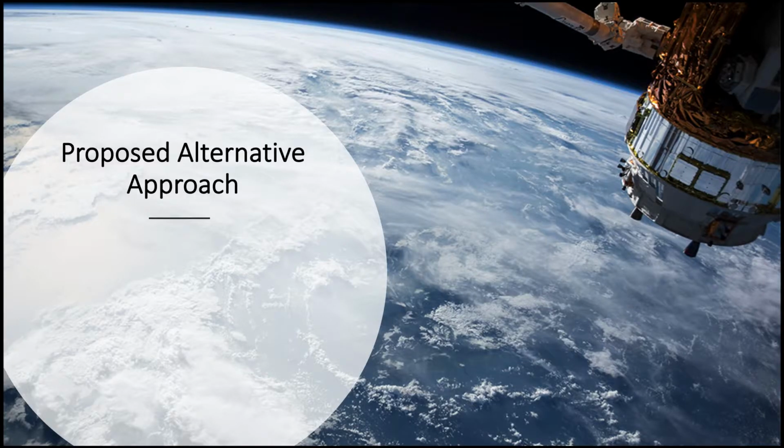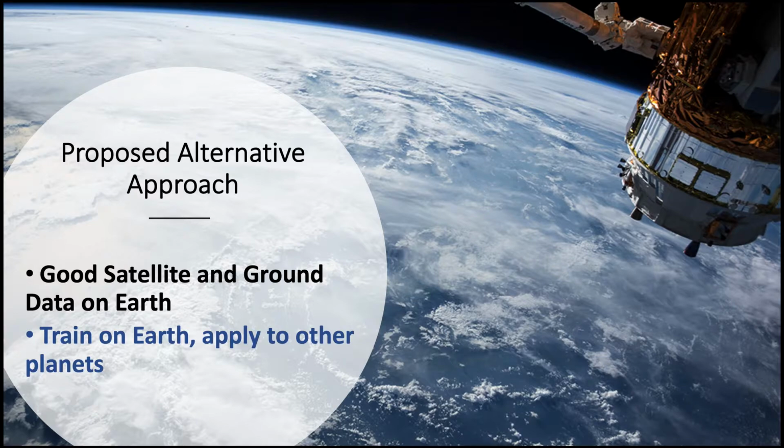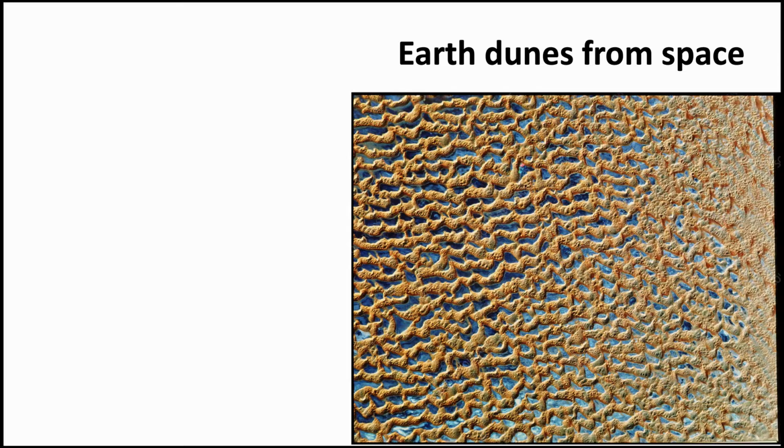So what we'd like to try is a proposed alternative approach. We know that on Earth we have a lot of good satellite images, but we also have a lot of good ground data, or ground truthing data. So we can essentially create a solid data set on Earth. We can train on Earth and apply that model to other planets. And wind, of course, can be reconstructed from dunes.